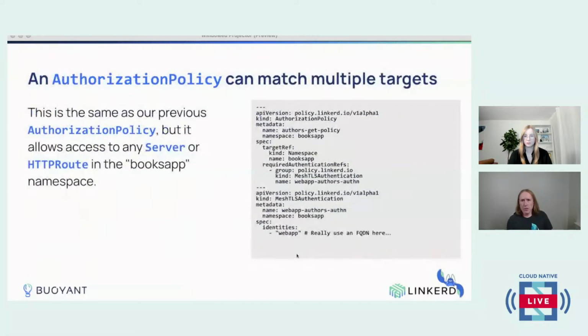All right. You can also match multiple targets by specifying a namespace in the target ref. In this case, everything else is the same, but rather than associating it with one particular HTTP route, we're going to associate it with any server or HTTP route in the books app namespace.